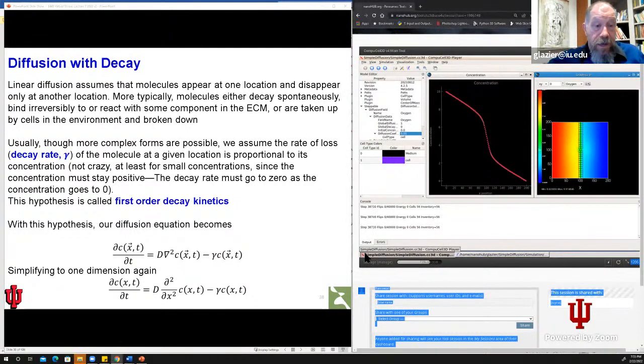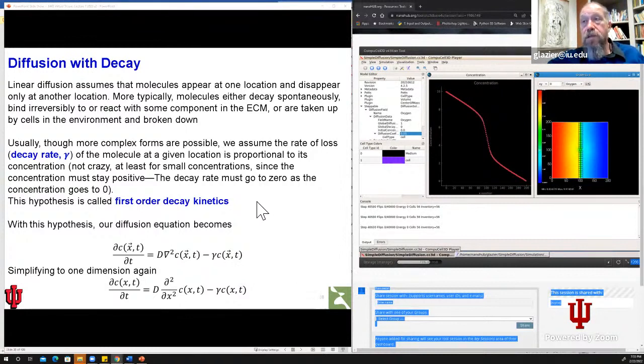Usually, the rate of decay of molecules is proportional to their concentration. The probability of an individual molecule decaying is a constant in time, like radioactive decay. And that's called first-order kinetics. It's also true that if we have no chemical at all, the rate of decay better be 0 because we don't want the concentration to go negative. So that's another reason for linear decay.